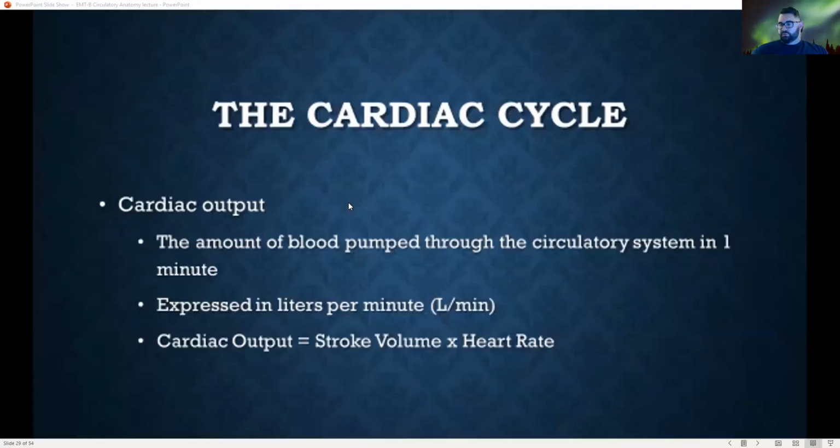So cardiac output, we've reached it at last. Cardiac output is the amount of blood pumped through the circulatory system in 1 full minute. It is expressed in liters, and cardiac output equals stroke volume times heart rate. Cardiac output is stroke volume times heart rate. So how does that affect me or you? So let's talk about it.